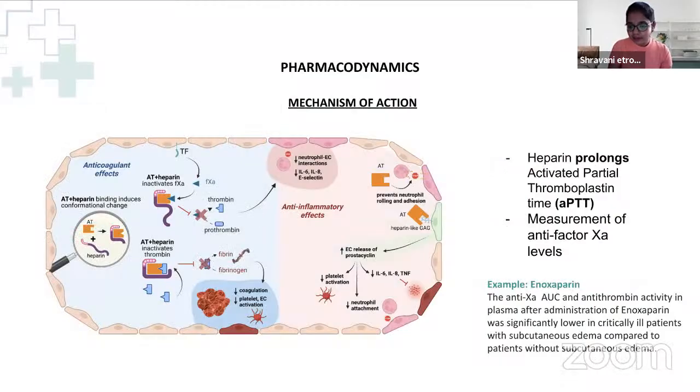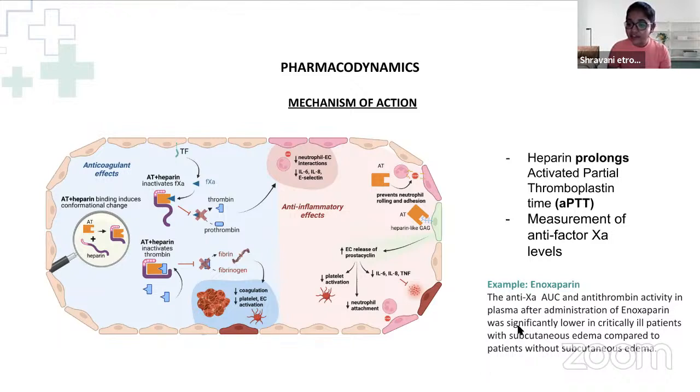Pharmacodynamics of heparin. This is a pictorial representation of the mechanism of action of heparin. We know that heparin prolongs the activated partial thromboplastin time, APTT, and we also have to measure the anti-factor Xa levels to know the efficacy of heparin and also enoxaparin.